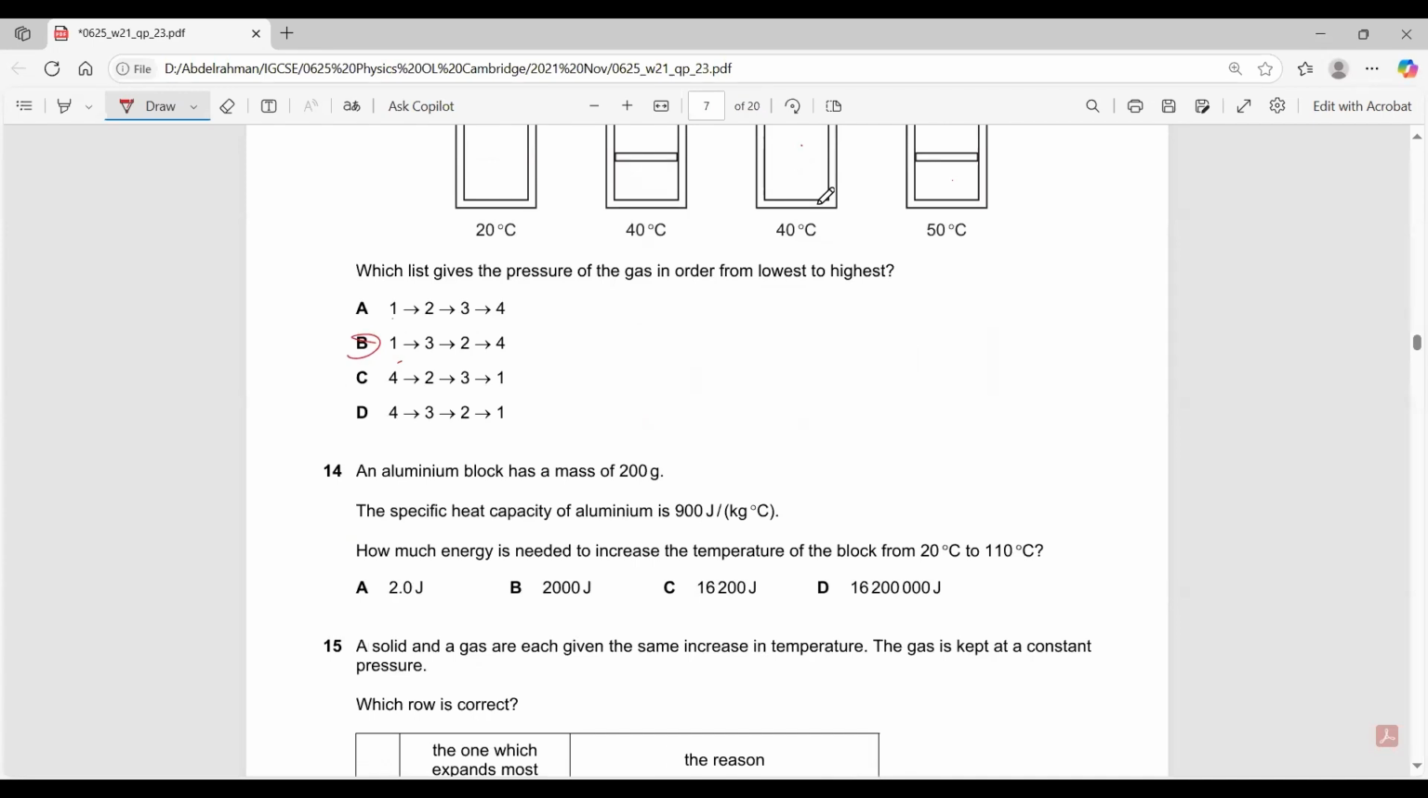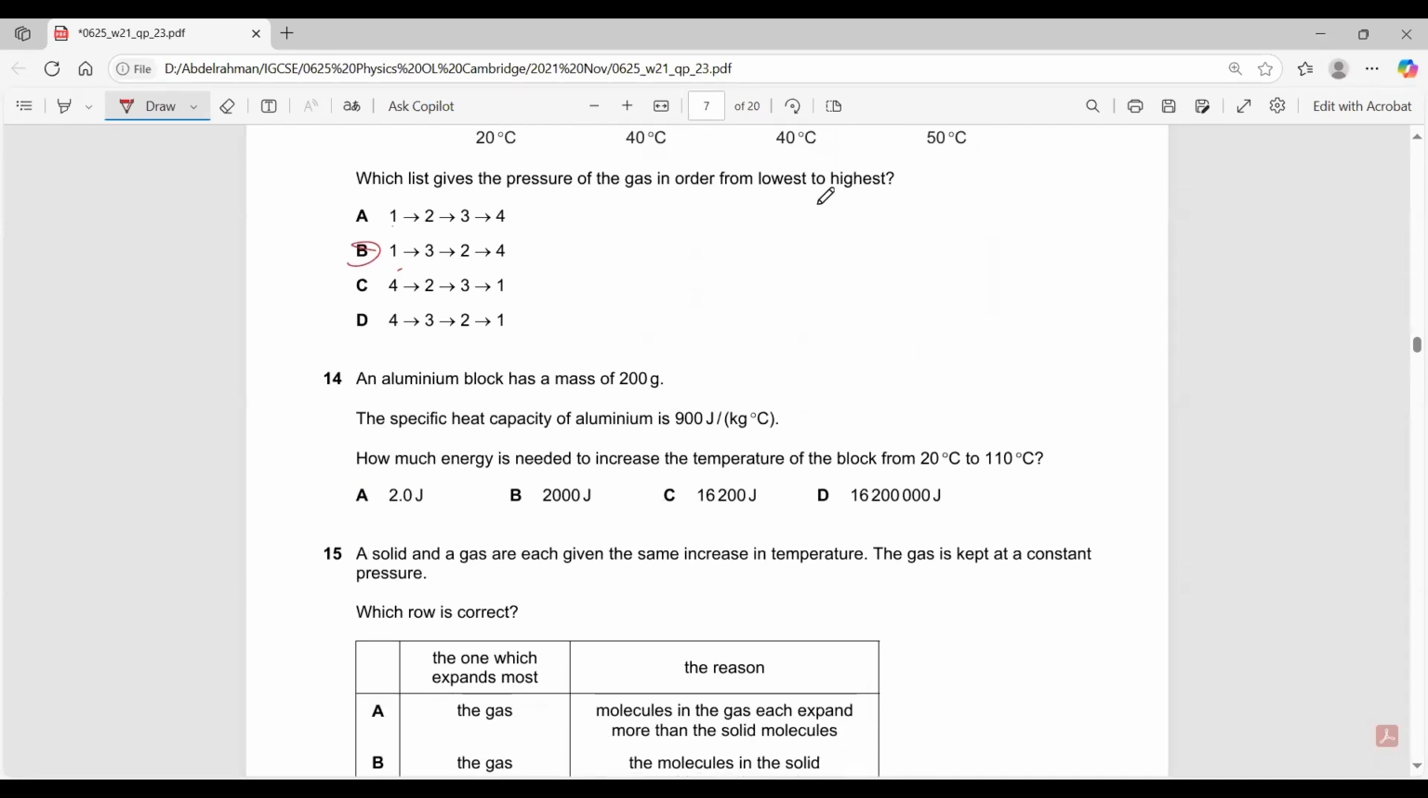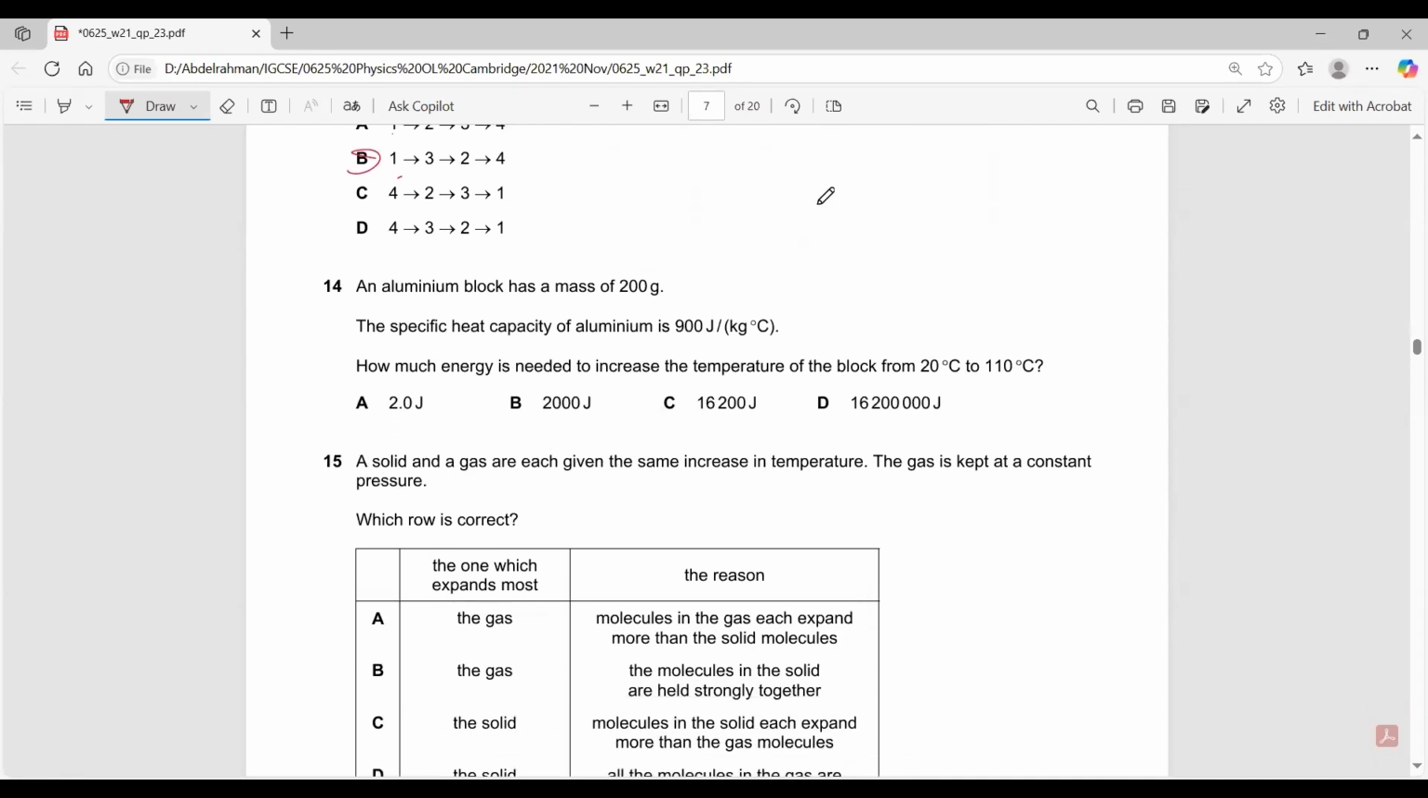An aluminum block has a mass of 200 grams. The specific heat capacity is 900 joules. How much energy is needed to raise the temperature from 20 to 110? E equals mc delta t. The mass is 200. Can I leave it as it is?